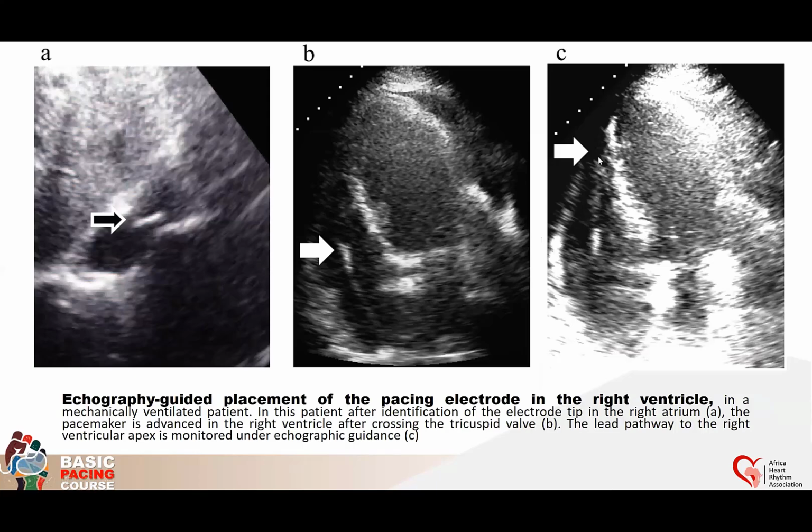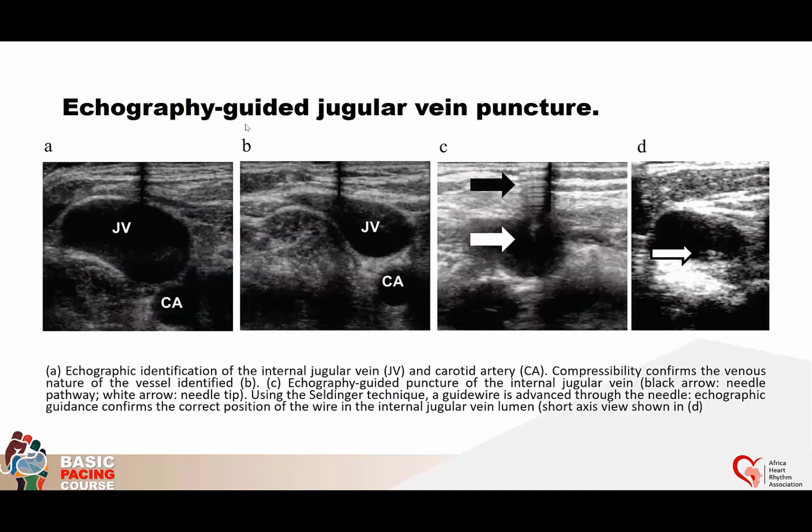It's a skill that we should transmit to our fellows. It could be life-saving for those working without fluoroscopic guidance in the periphery. Also, using echocardiography guidance can help in the jugular vein puncture and access, visualizing the vein and hence minimizing the complications, the hematoma and others.